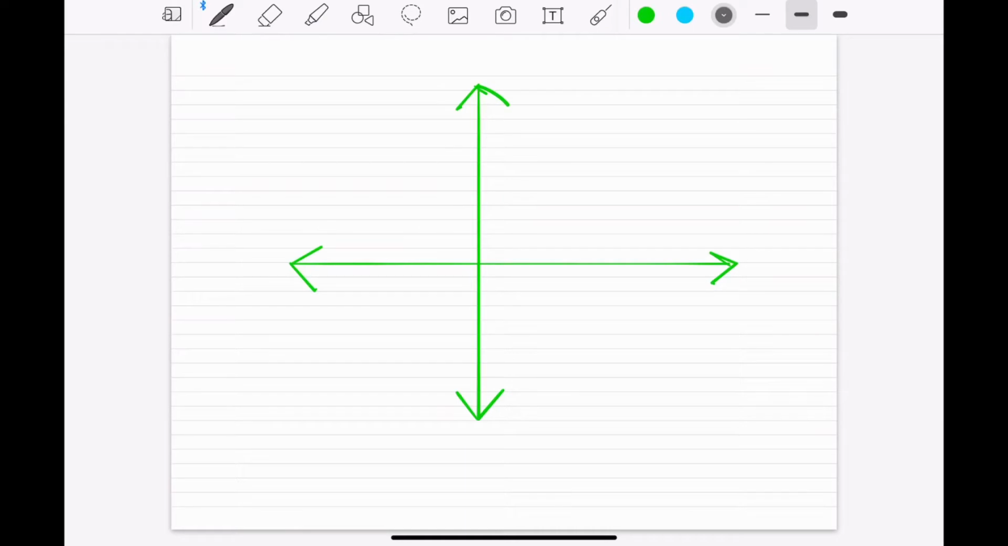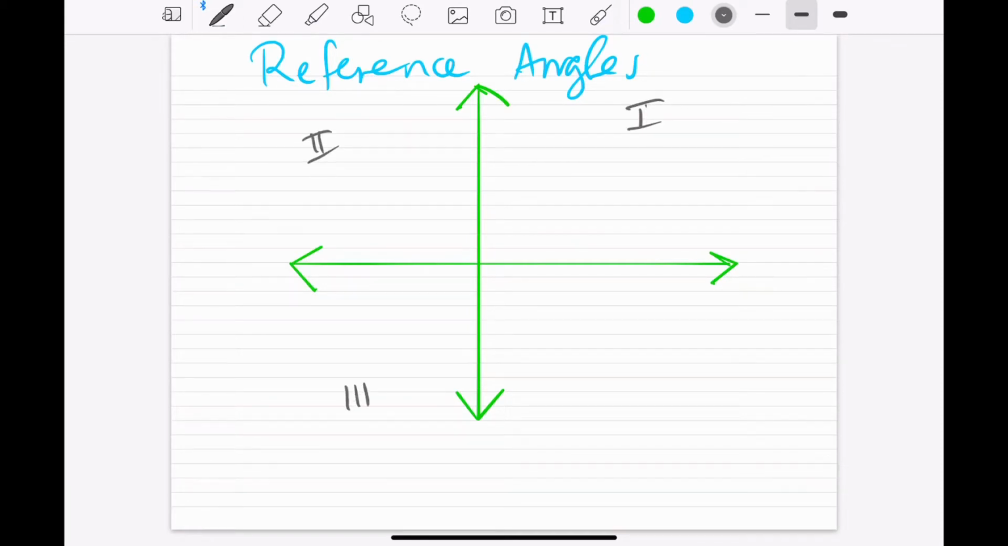One more thing I need you guys to remember is that for the following problems, we have to use the reference angles. So that's the first thing. And remember, that's an acute angle from the terminal side to the closest x-axis. The next thing I need you guys to memorize is the following. You have to know that this is the first quadrant, this is the second quadrant, this is the third quadrant, and this is the fourth quadrant.